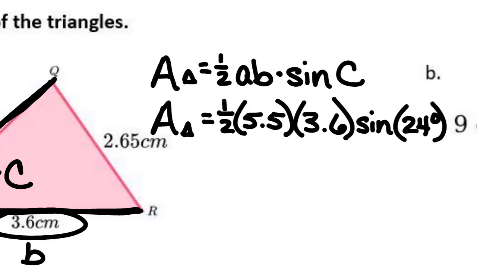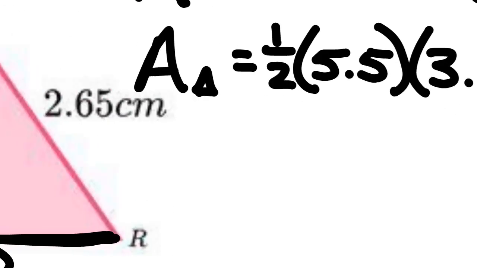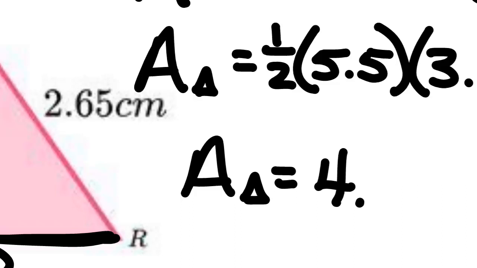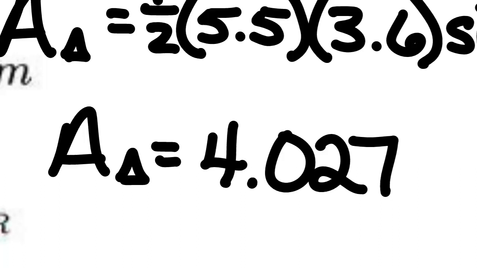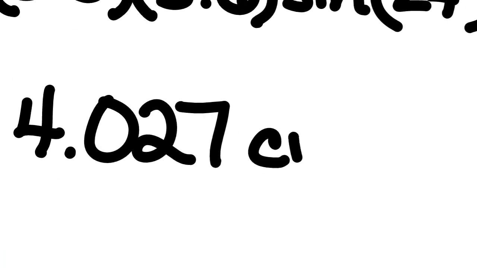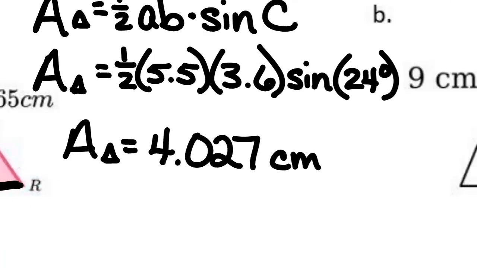So we're going to do 4.027 because we're going to round it. So the area of our triangle is 4.027. Do we need units with that? What kind of units? Super close. Not just centimeters though.